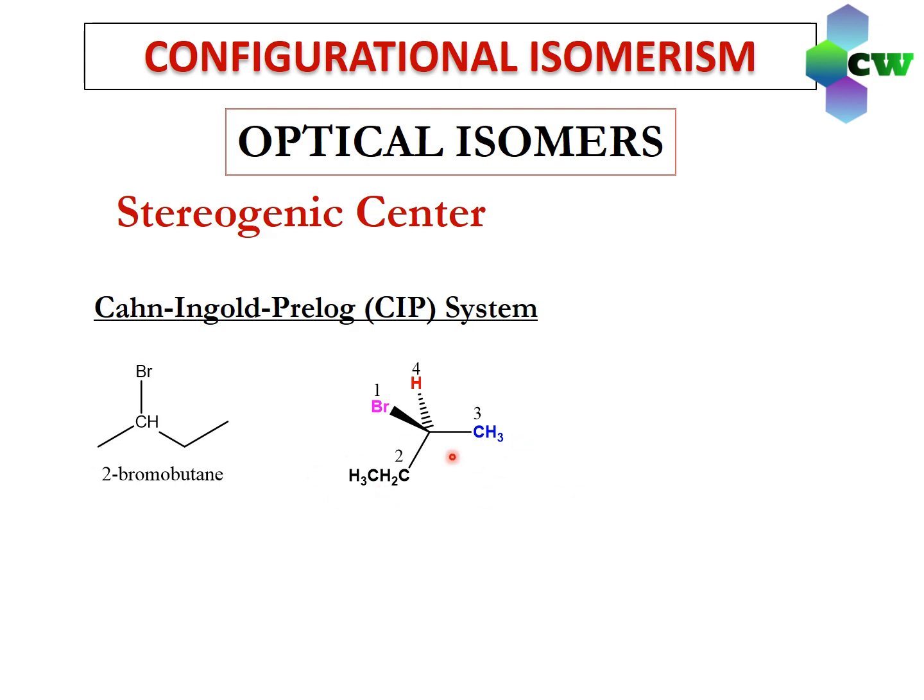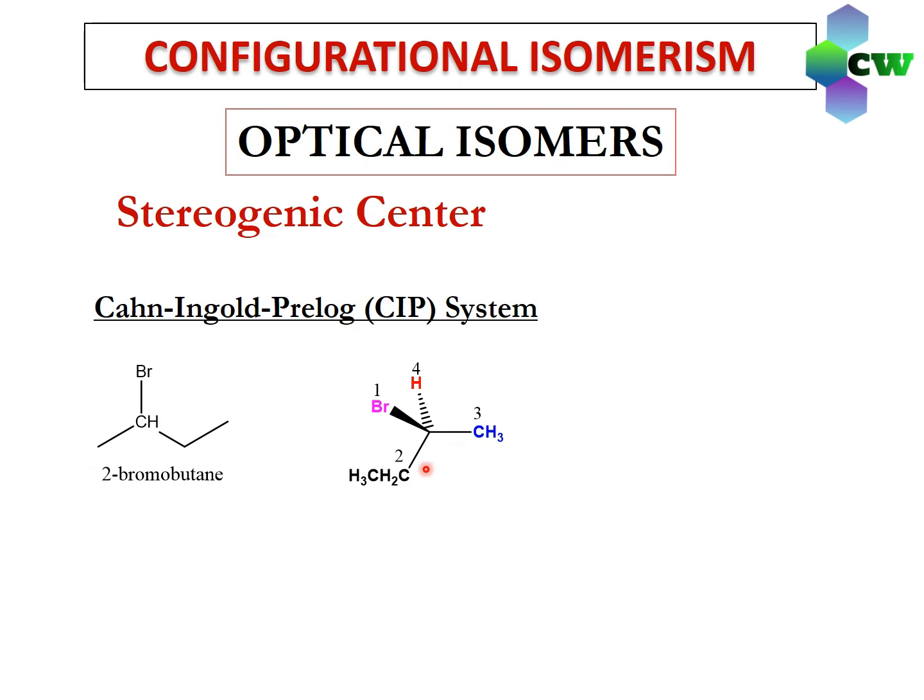Now the first step is to assign priorities. So you see a bromine, a hydrogen, a carbon, and a carbon attached to this stereogenic center. Now looking at the atomic number, bromine has the highest atomic number, so we rank bromine as 1. The second highest atomic number belongs to the carbon atoms, and we have two carbons. So these two carbons cannot decide the priorities.